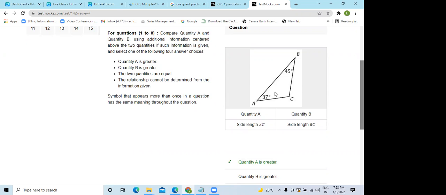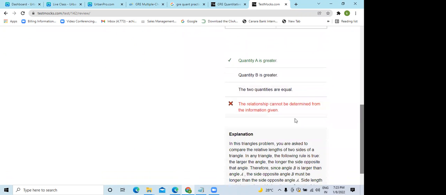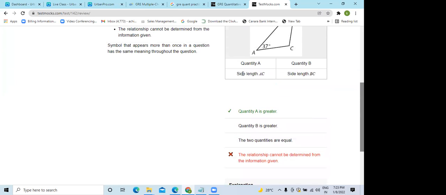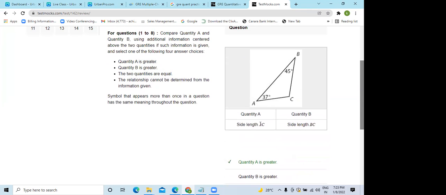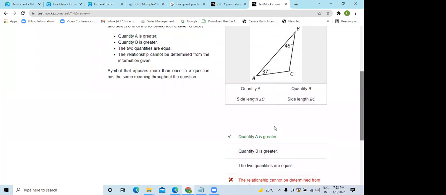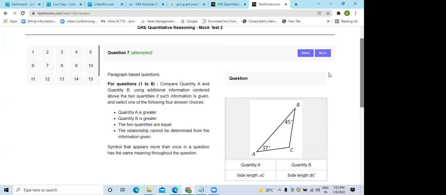So very fast you can click the answer, and the same explanation is given here. Since angle B is larger than angle A, the side opposite to angle B must be longer, as I said. And so the length of AC is longer than the length of BC. And then I would mark quantity A is greater and not B. So the relationship can be determined. You can't say it can't be determined.